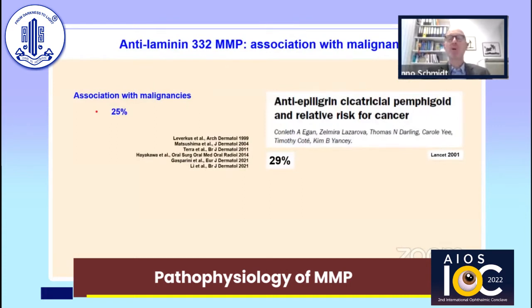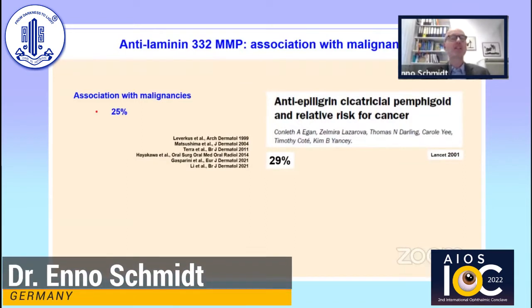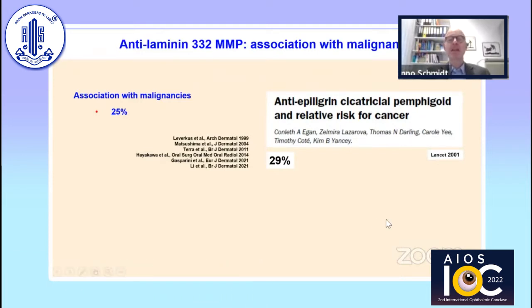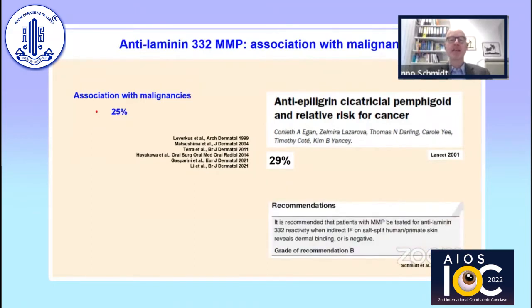But why is it important to test for antibodies against laminin 332 in mucous membrane pemphigoid? The answer is quite clear: 25% of the patients are associated with malignancies. After this initial report in the Lancet, from a time where mucous membrane pemphigoid was called cicatricial pemphigoid and laminin 332 was called epiligrin, there are at least 6 reports that confirmed this association.